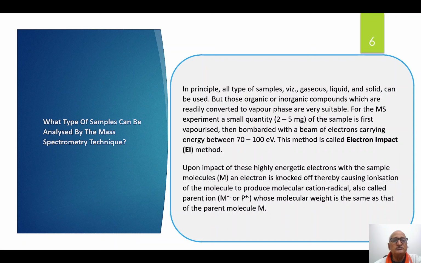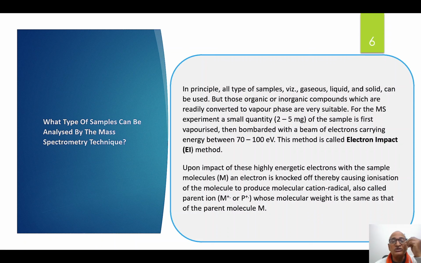Now the question arises: what type of samples can be analyzed by the mass spectrometry technique? In principle, all types of samples, that is, gaseous, liquid, and solid, can be used. But those organic or inorganic compounds which are readily converted to vapor phase are very suitable for mass spectral analysis. How much sample is required? A very small quantity, 2 to 5 milligram, of highly purified sample is required.